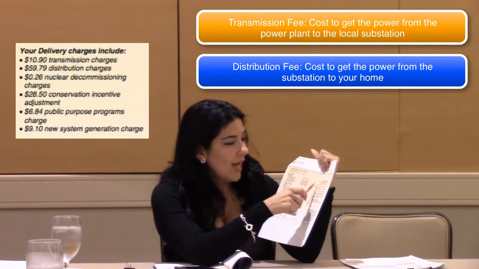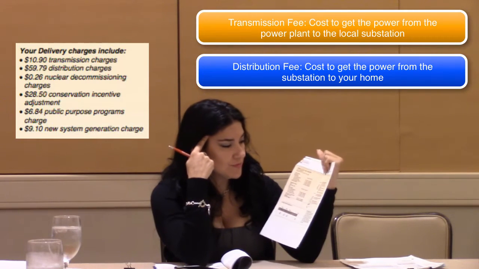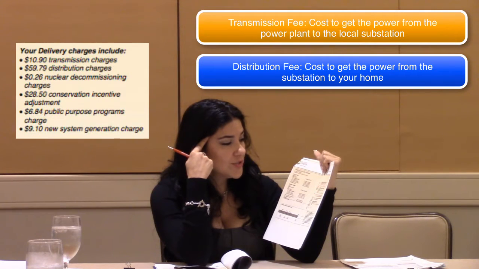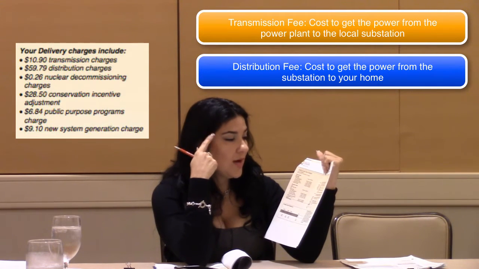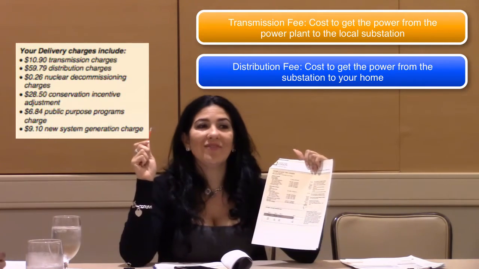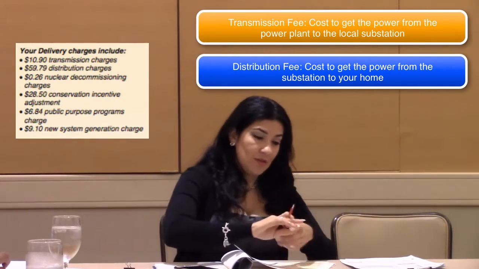Now, how much are they charging you for transmission? 10.90. And for distribution? 59.79. Okay, so add those two up. 70.69. Okay, so you're getting what? $70.69.